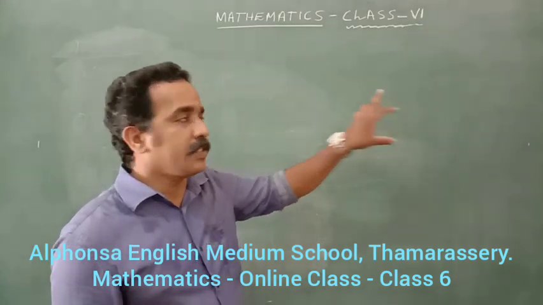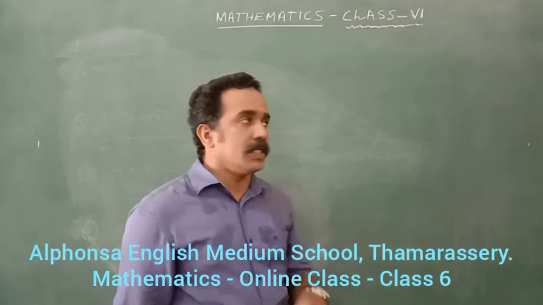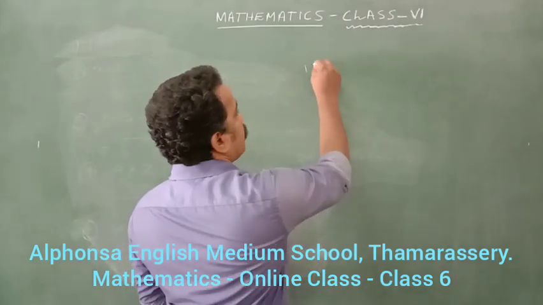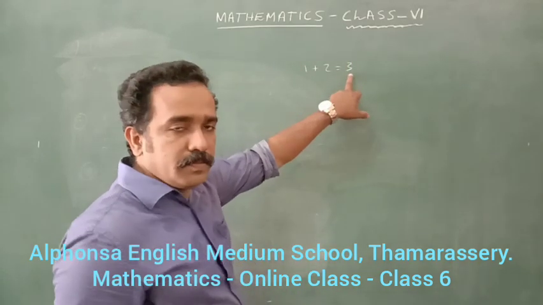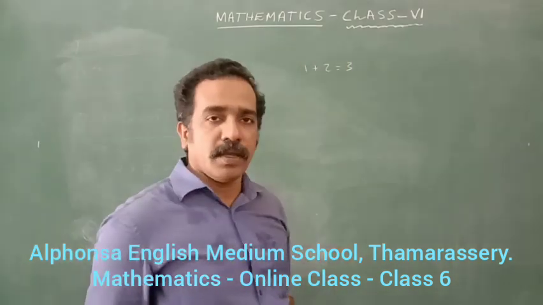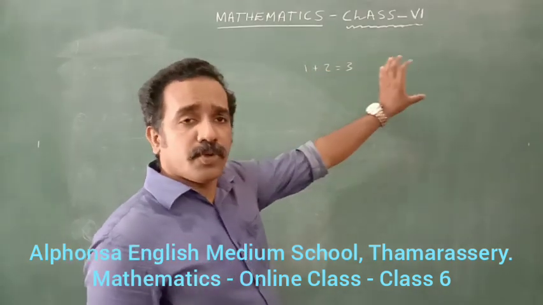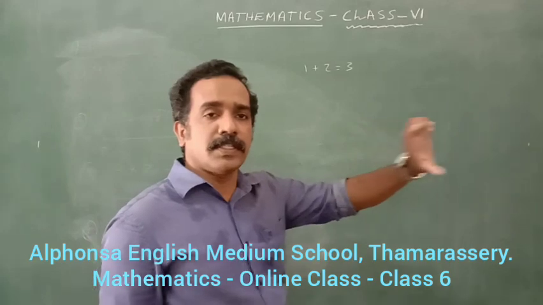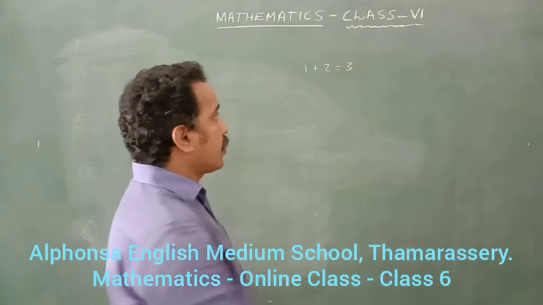Closure property means whenever we take two whole numbers, any two whole numbers, for example 1 and 2, 1 plus 2 is equal to 3, and 3 is also a whole number. So if you add any two whole numbers, the answer is always a whole number. That property is called the closure property of addition.